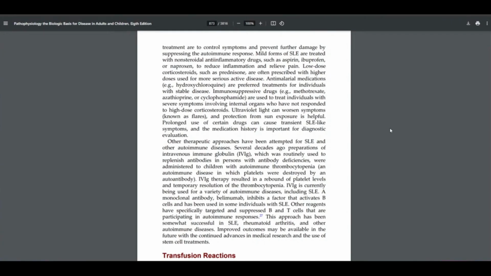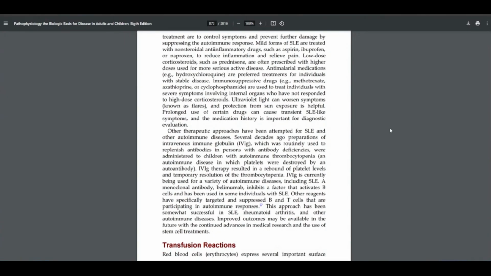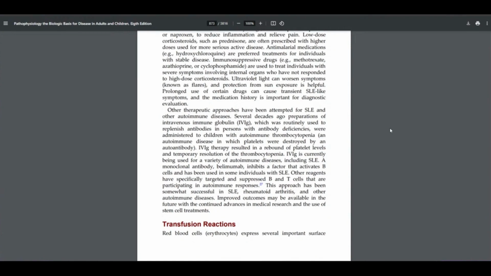Mild forms of lupus are treated with non-steroidal anti-inflammatory drugs such as aspirin, ibuprofen, and naproxen to reduce inflammation and relieve pain. Low-dose corticosteroids such as prednisone are often prescribed, with higher doses used for more serious active disease. Anti-malarial medications, hydroxychloroquine, are preferred treatments for individuals with stable disease.